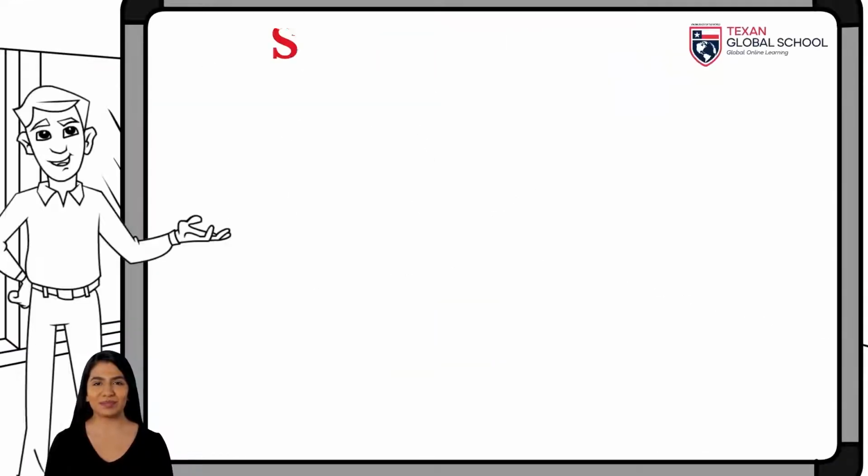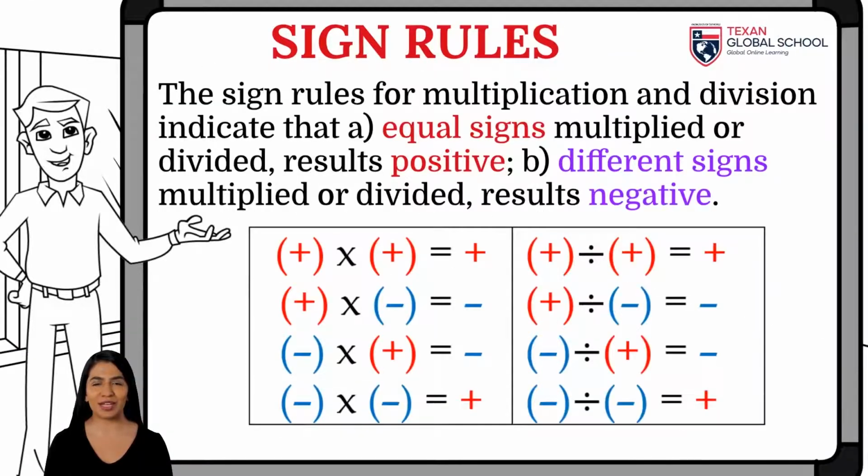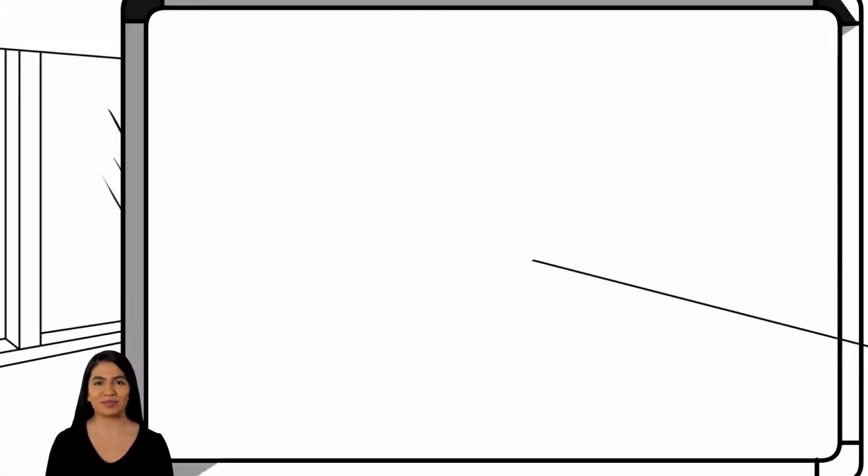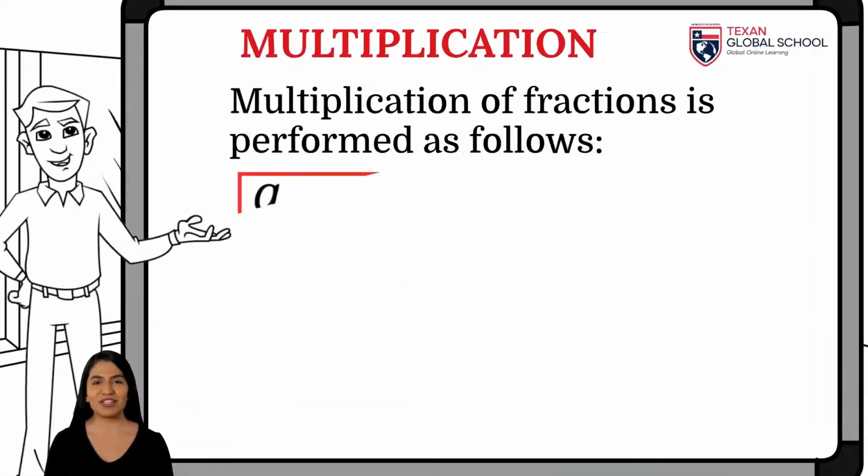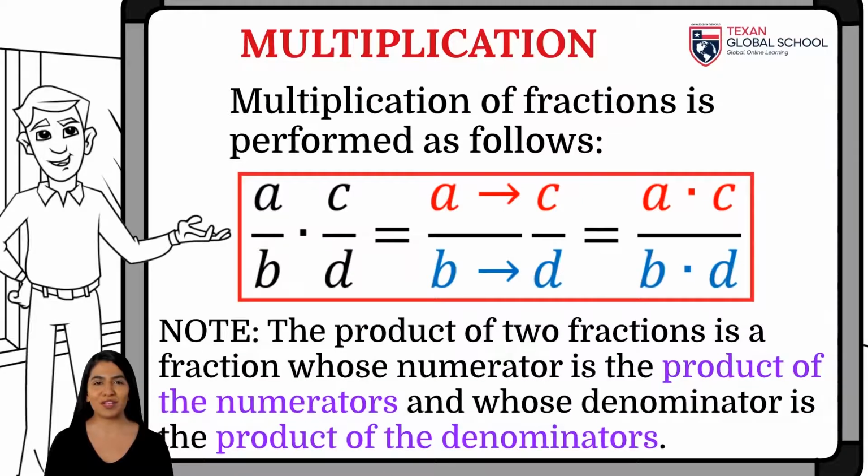Let us remember the sign rules of multiplication and division. Specifically, if we multiply or divide equal signs, the result is positive. On the other hand, if we multiply or divide different signs, the result is negative, as shown in the table. Hence, multiplication of fractions is performed by multiplying numerator with numerator and denominator with denominator directly.